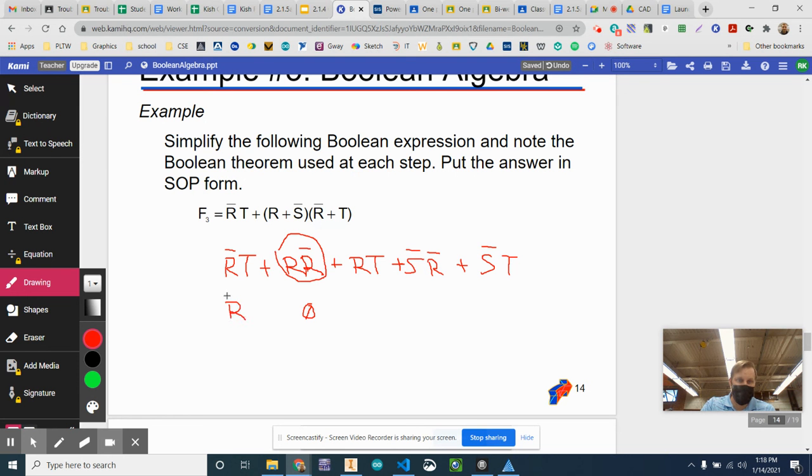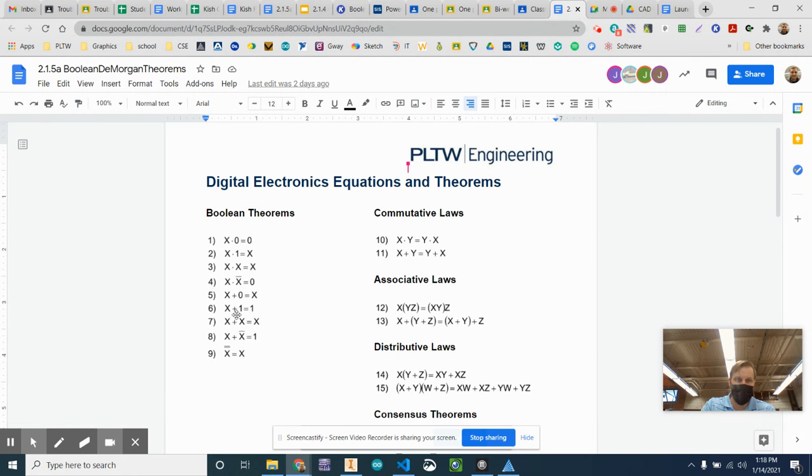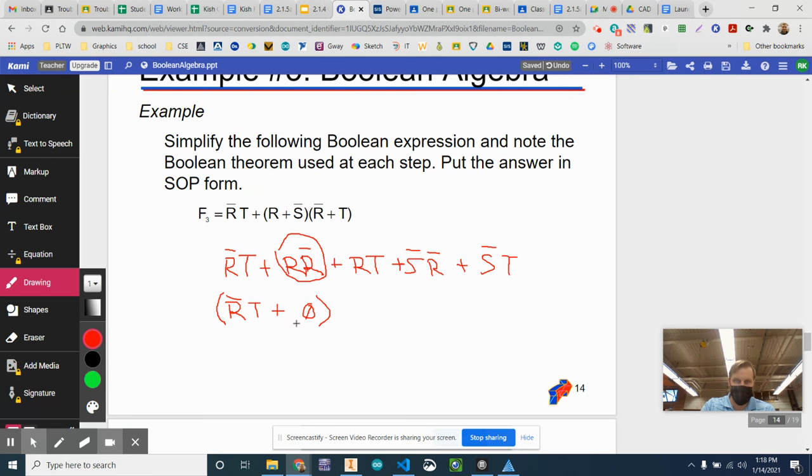Then really anything that gets grouped in with that 0 as far as an OR is going to reduce down to just that other term, right? So if we block these two off temporarily here, that is going to be like X plus 0 equals X. And so that 0 is just going to disappear. So we're left with not RT.